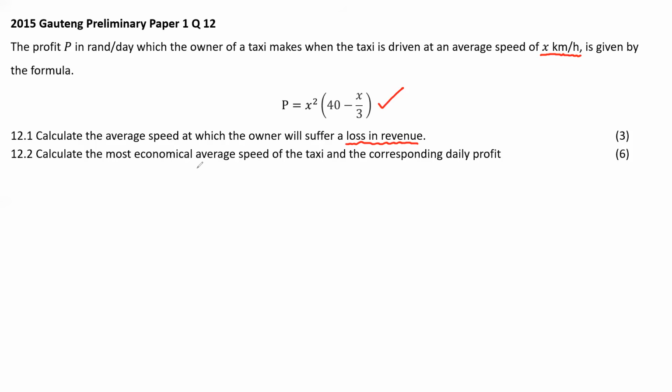In other words, look at this. P, profit made, or rather P is negative. So when you say profit is negative, you're not really saying profit is negative. You're just saying you made a loss. That's what it means. You made a loss. So the question says, what is the average speed? And the average speed is X, by the way. What is the average speed at which the owner will suffer a loss in revenue? Let me give you context.